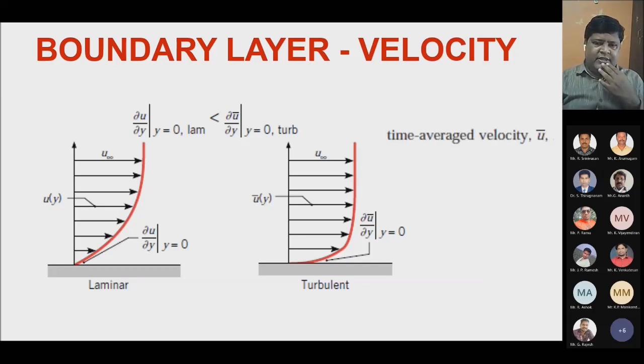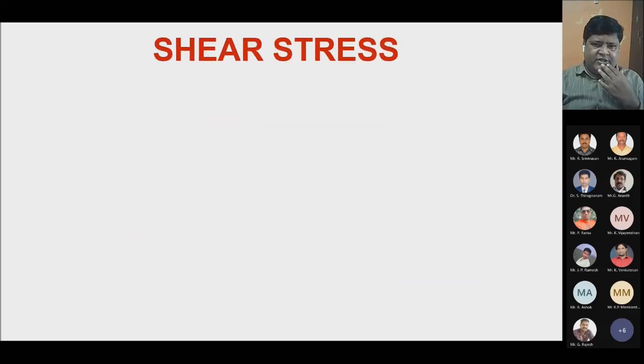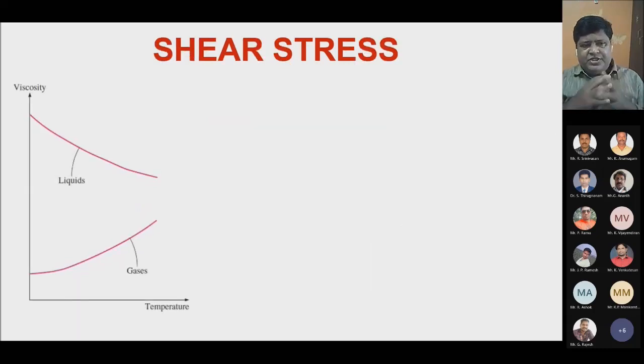So u bar is nothing but the time averaged velocity. So let us talk about shear stress. So what happens to viscosity? Again, we say viscosity when we talk about viscosity of liquid with respect to temperature. We know that when temperature increases, obviously viscosity decreases, and we have Newtonian fluids like water and other things.